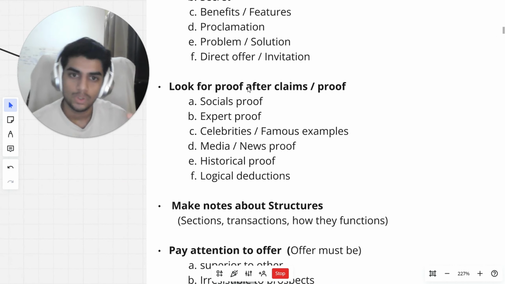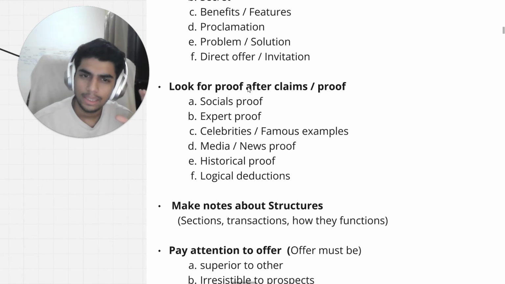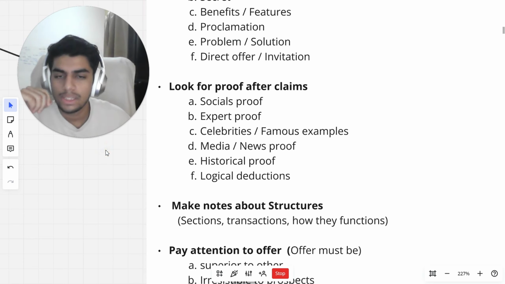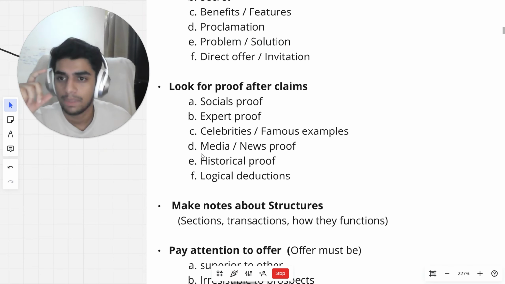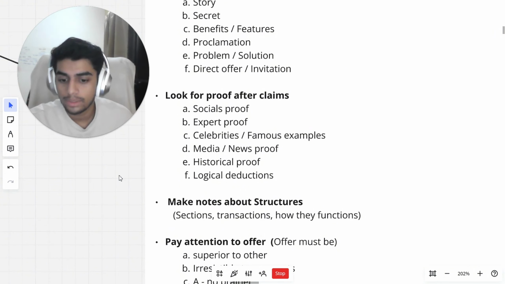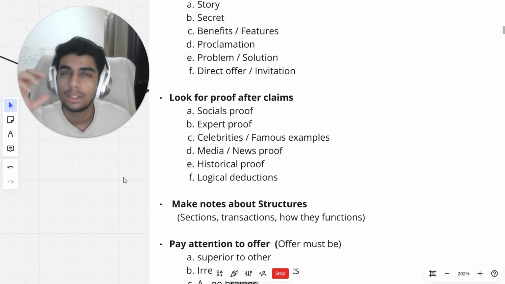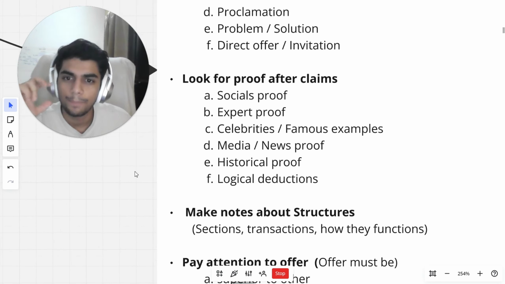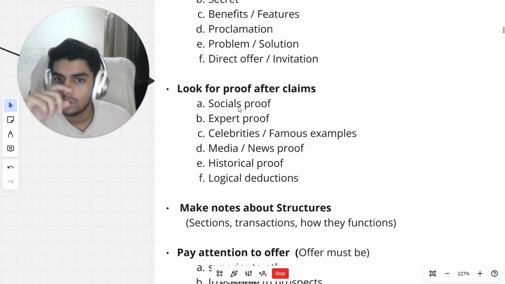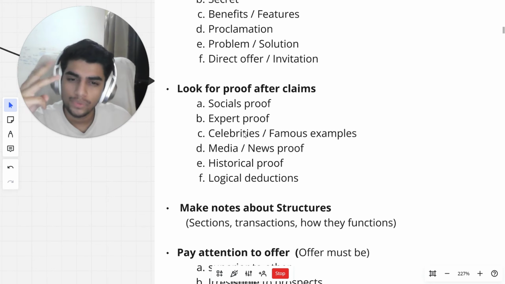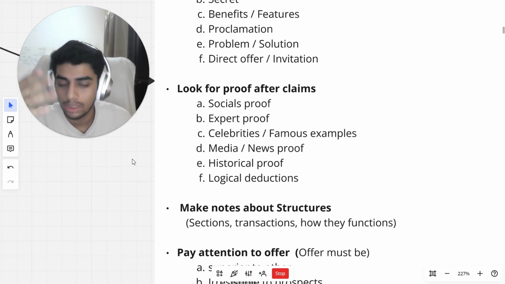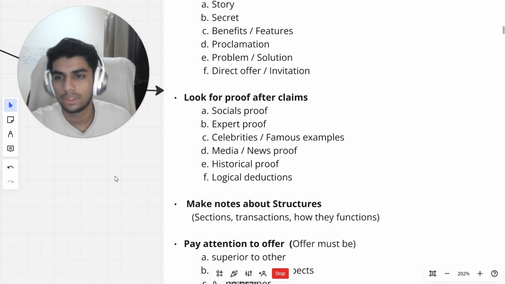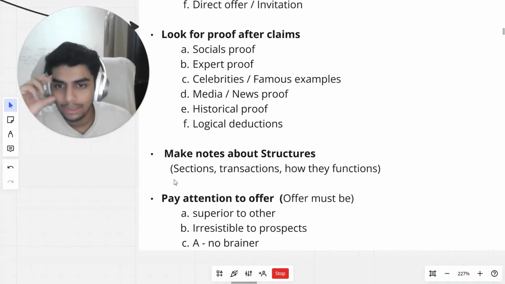Look for proof after claim. So if you see any claims in a copy, any big statement which you don't like, which is challenging you, or which is raising an objection, you need to look for proof after that. So you need to look for social proof, expert proof, celebrity and famous people if the name has been in the copy, media proof, news proof, historical proof, and logical deduction. You understand it, right?